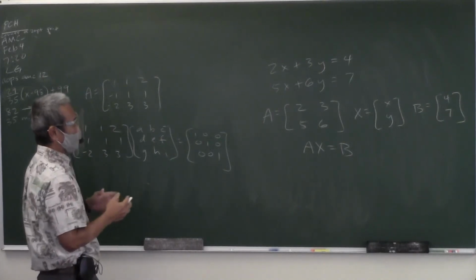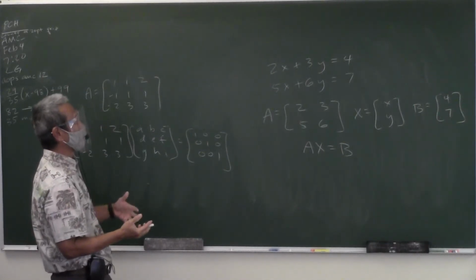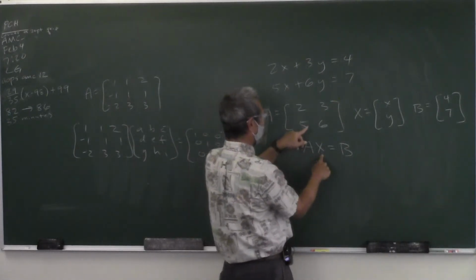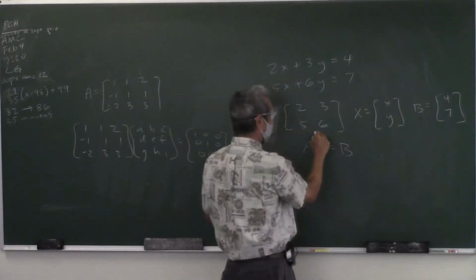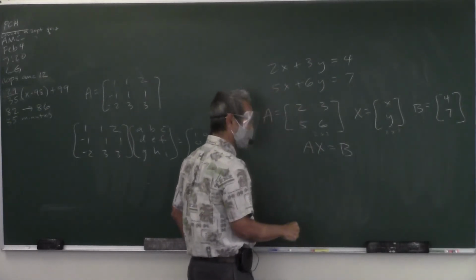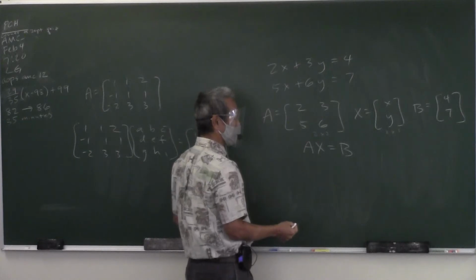Okay, since this is the first time I'm teaching you this, let's try to understand it. How do you multiply A times X? Can you multiply this times this? This is 2 by 2. This is 2 by 1. Can you multiply them? Yes. And what is the result going to be?